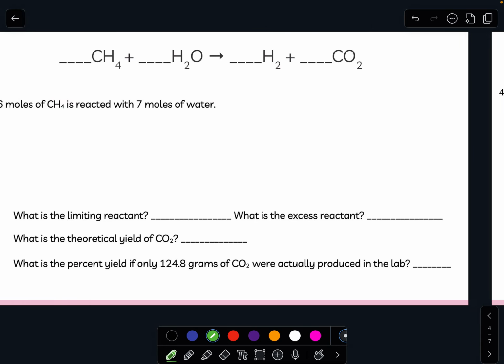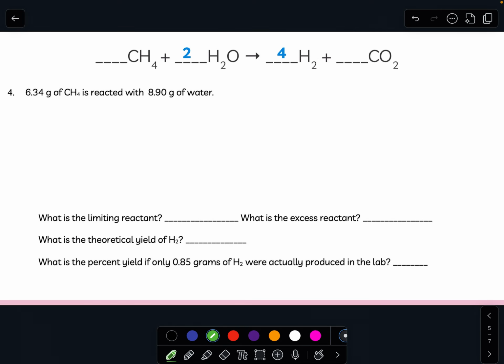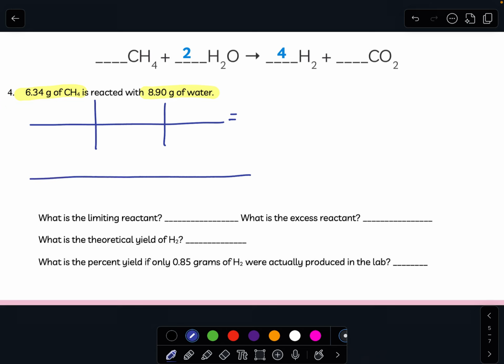We're going to look at one more. We're going to skip to number 4 because again, this is the one that goes from grams to grams. So we're going to do another one like this. So I have the two things that I'm starting with. I'm setting up my equation. And I know since I'm starting with grams, I have one extra step because my first step is going to be to convert to moles.